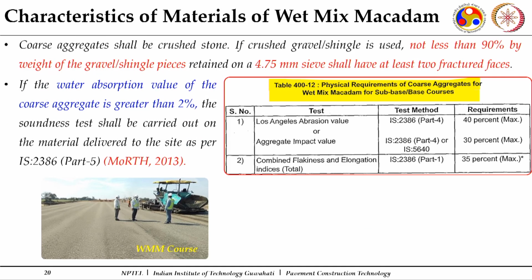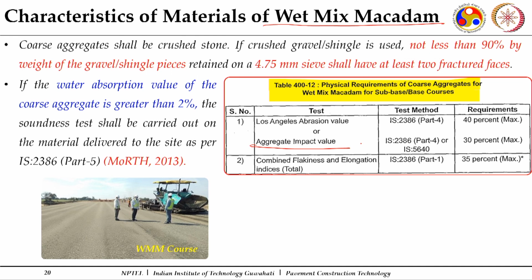The other granular unbound course which is used in the construction of flexible pavement is your wet mix macadam. Now, this is used as a base course. So, the requirements should be stricter compared to what we have seen for sub base courses. Here you can see that where the aggregate impact requirement for granular sub base courses was 40%, here it is 30%. So, this is another part. Second is Los Angeles abrasion value, it says it should be 40%.